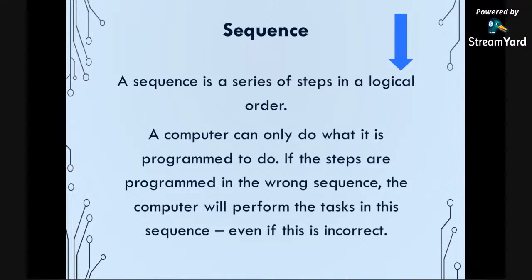A sequence is a series of steps in a logical order. A computer can only do what it's programmed to do. If the steps are programmed in the wrong sequence, the computer will perform those tasks in this sequence, even if it's incorrect. So for example, you might ask a robot or a computer to put on shoes and then put on socks. Now obviously we know that that's in the wrong order. You need to put your socks on before you put your shoes on.